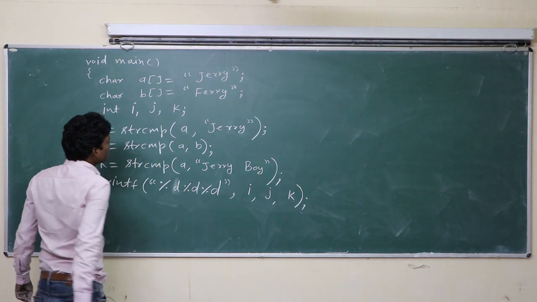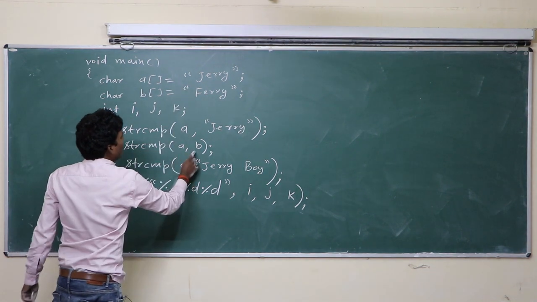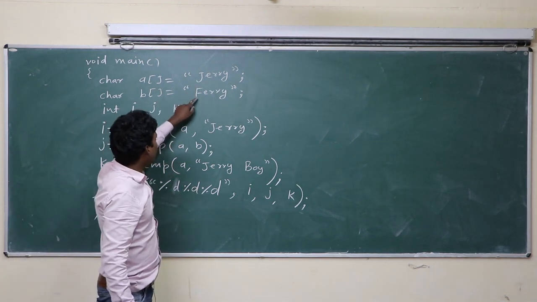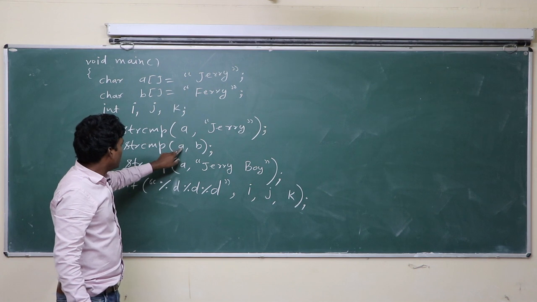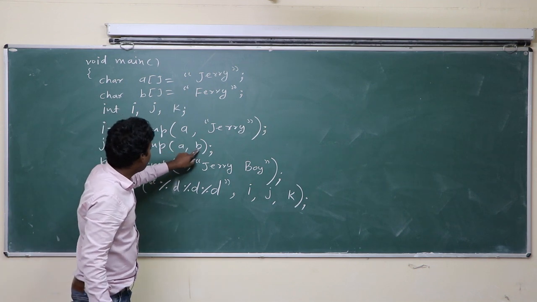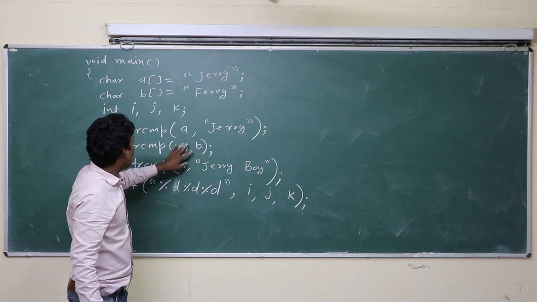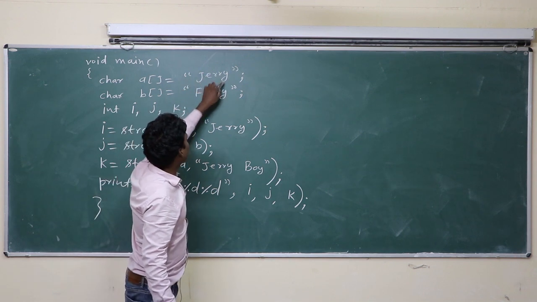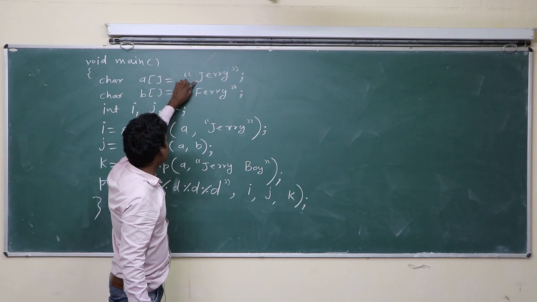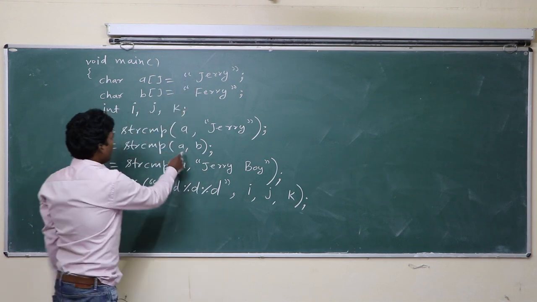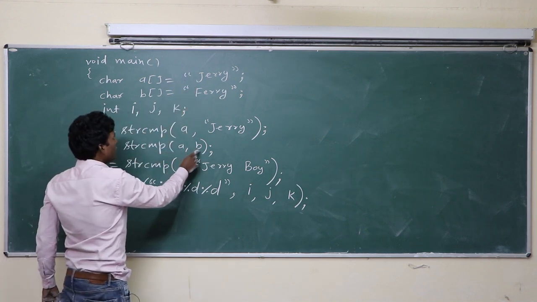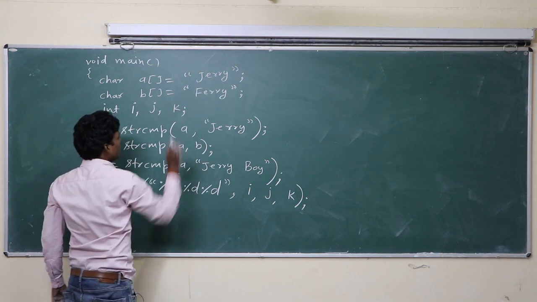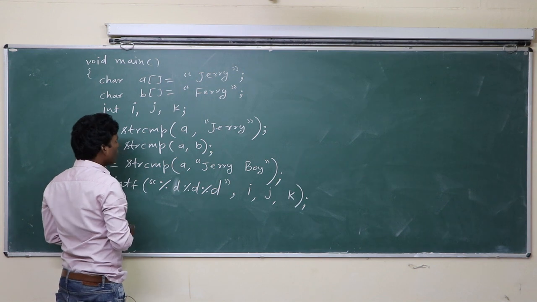strcmp(a, b): a has Jerry and b has Ferry. Class, all characters are equal. The only difference is J and F. So a has Jerry, b has Ferry. So the ASCII difference between J and F is 4.